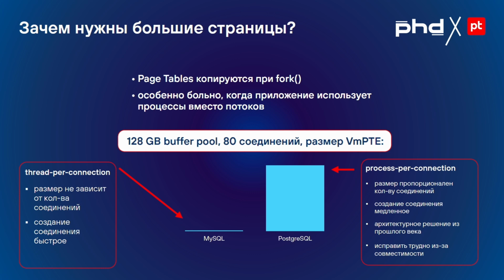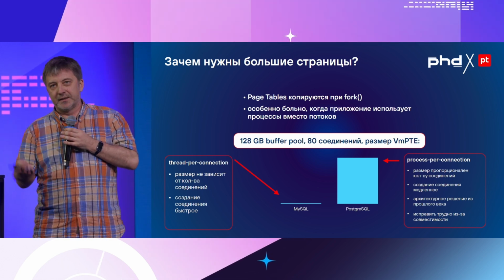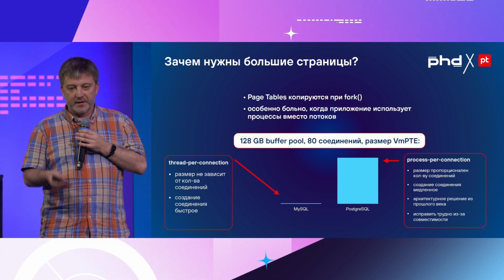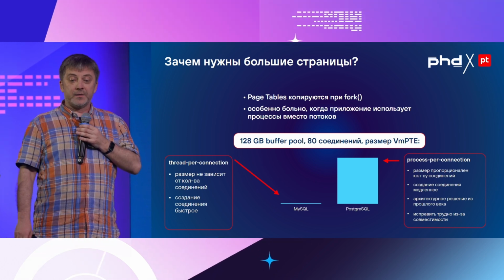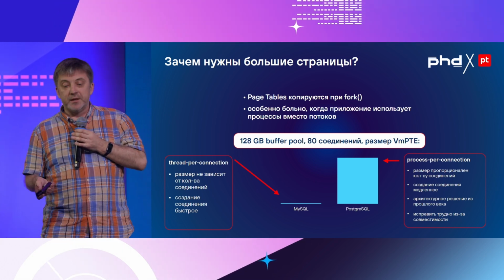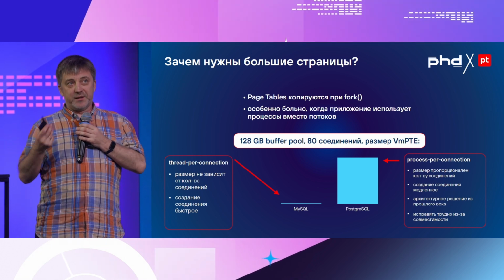So for a 192 gigabyte memory server, or 128 gigabytes will be the buffer pool, and the rest will be for page tables. And that's the memory that could have been used for cache or for other things to improve performance. So it's quite a serious architectural limitation of Postgres.